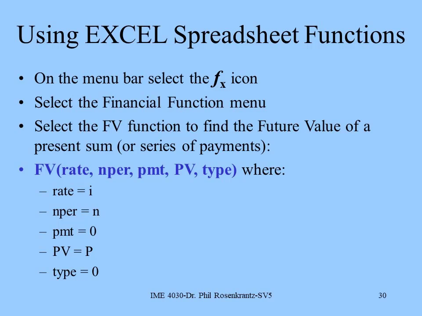If you go to FV and click on it, it's going to give you an opportunity to enter 5 different arguments. The rate for Excel is equivalent to i, that's the periodic interest rate. NPER is the number of periods, which is our value for n. Payment, we'll talk about what that's for later. That'll be in chapter 4. But if we're finding the future value of a present sum, then that's 0 for us right now. So the PMT argument is 0. PV is present value, or our value for P, the present sum. And then the type equals, in our case, 0.